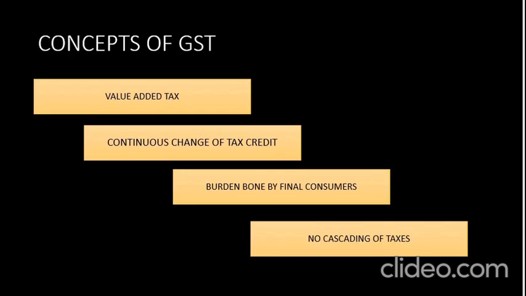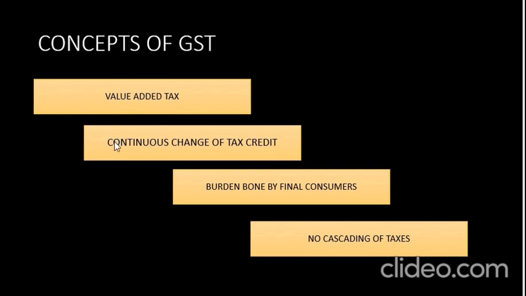So now when we get into the concept of GST, you will understand clearly what it is. The first concept is value added tax. GST is a value added tax levied on manufacture, sale, and consumption of goods and services. So the worth of the product is what is charged, or on the value added, that is on the profit, the tax will be imposed. As it is imposed on the profit, it is your value added tax, where GST is a value added tax levied on manufacture, sale, and consumption of goods and services.